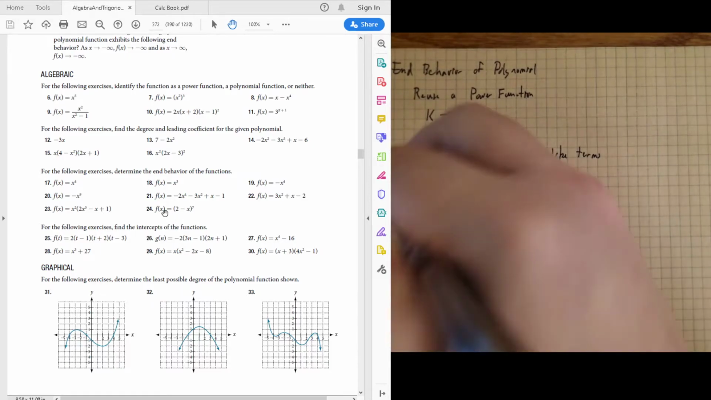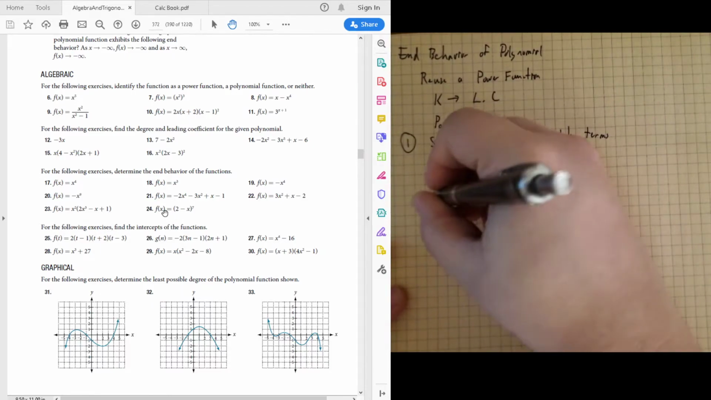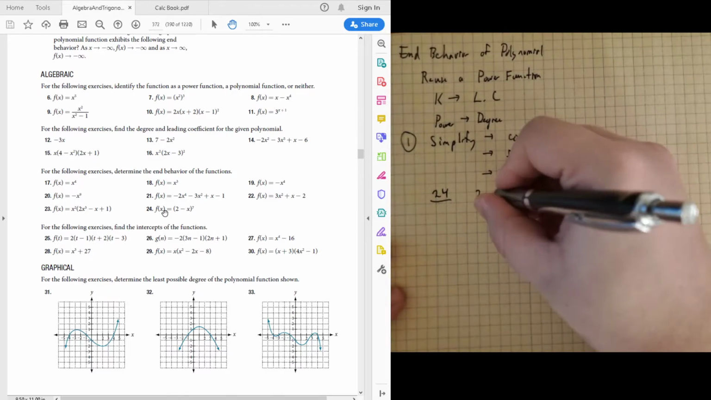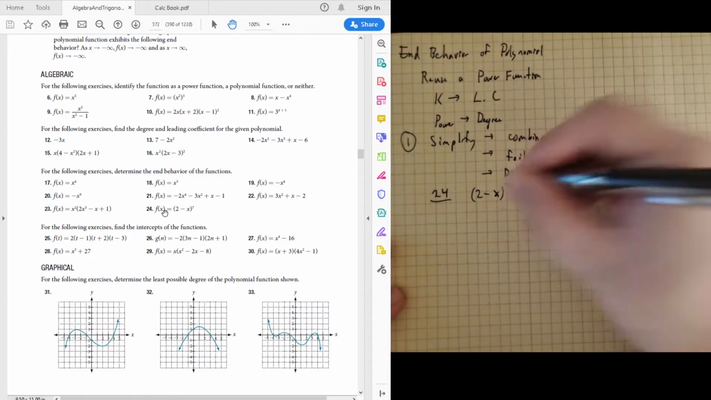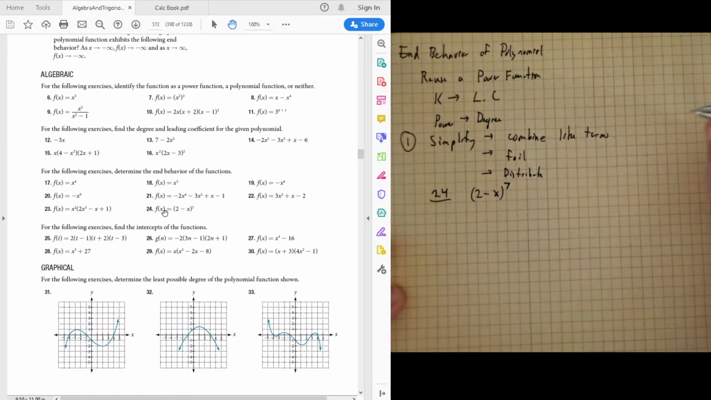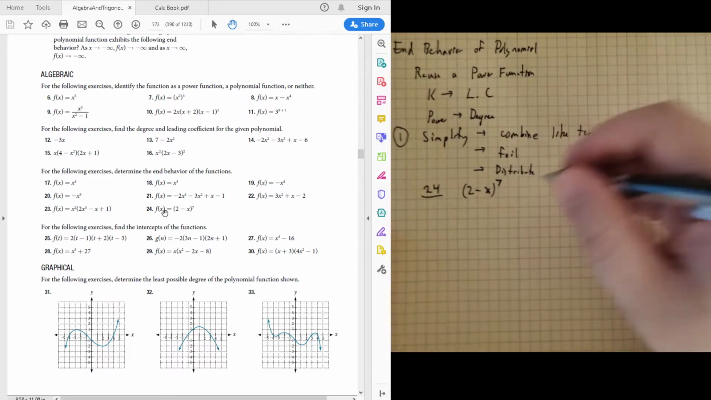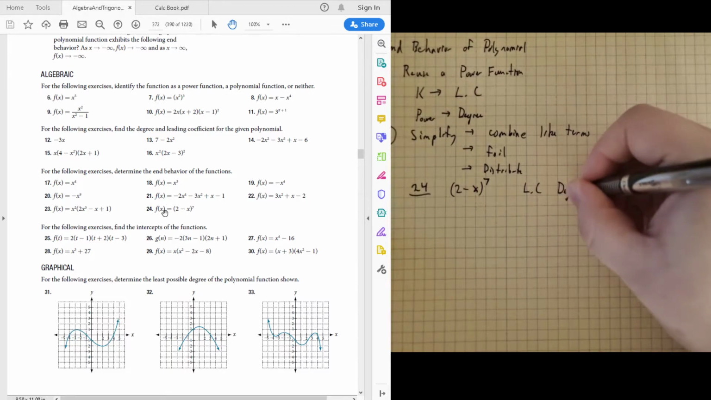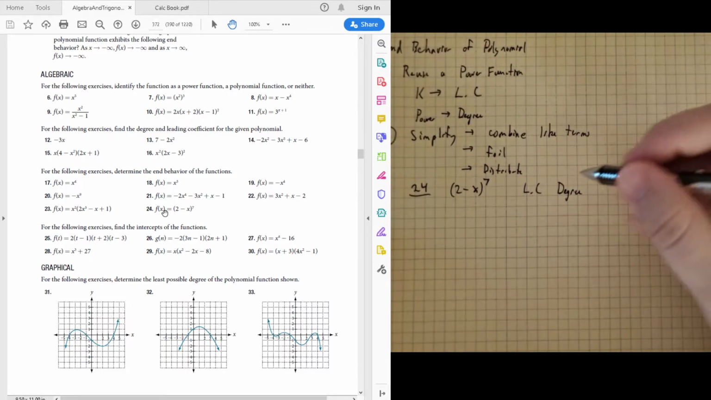Number 24. So it says 2 minus x to the 7th power. Now, if I were to determine the end behavior, I need to know 2 things. I need to go to the leading coefficient. I need to know the degree. I need to be able to answer both these pieces.